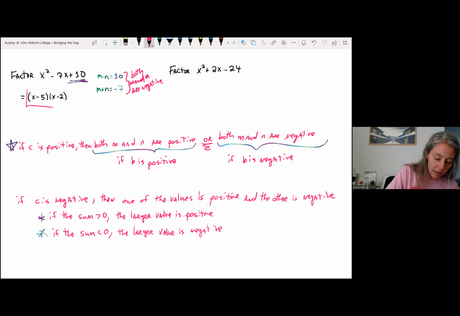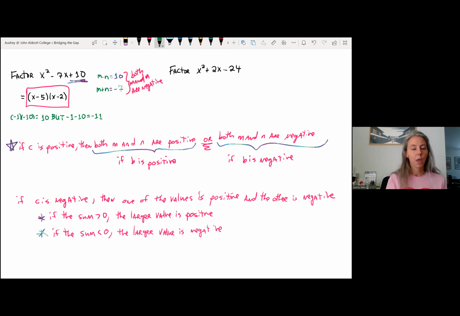Again, if you are struggling to figure out how to find those two values, we can start by thinking of 10 divided by 1. Negative 1 times negative 10 is equal to positive 10, but negative 1 minus 10 is equal to negative 11, and that doesn't quite get us there. So then we move on to 10 divided by 2. Again, we know they're both negative, so we have negative 2 times negative 5 is equal to 10, and negative 2 minus 5 is equal to negative 7. And that gets us to our final answer really quickly.